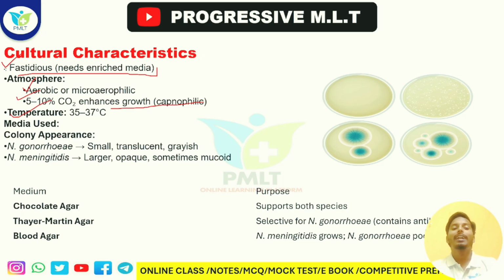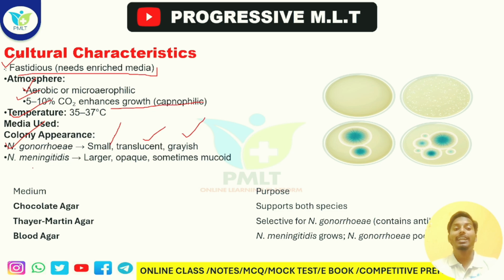Okay, what is the colony morphology for Neisseria gonorrhoeae? You will find that the colonies are small, very small, translucent, meaning you can see from one side to the other, and grayish.